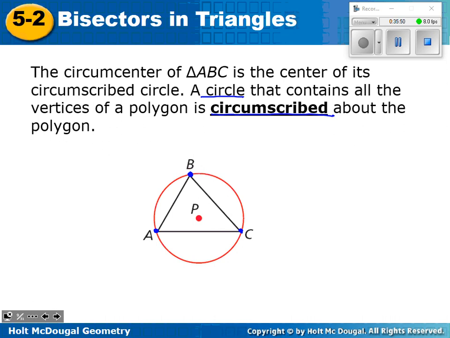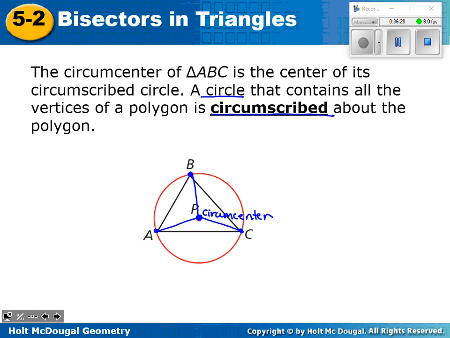The circle is circumscribed if the polygon is inside of it touching all the vertices. Correct. So circumscribed circles are circles that can be drawn touching every vertex of your shape. Okay? All right, so think about that. If P is the center of the circumscribed circle, and P is also our circumcenter of our triangle, what is this distance called in the circle? It's the radius. And what do we know about all radii in a circle? They're congruent to each other.